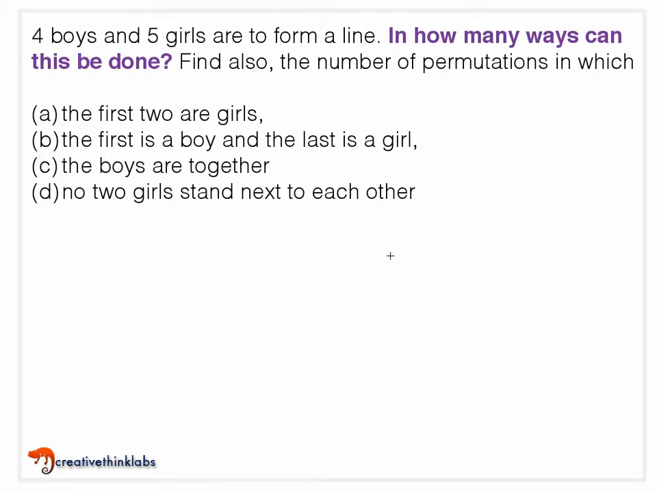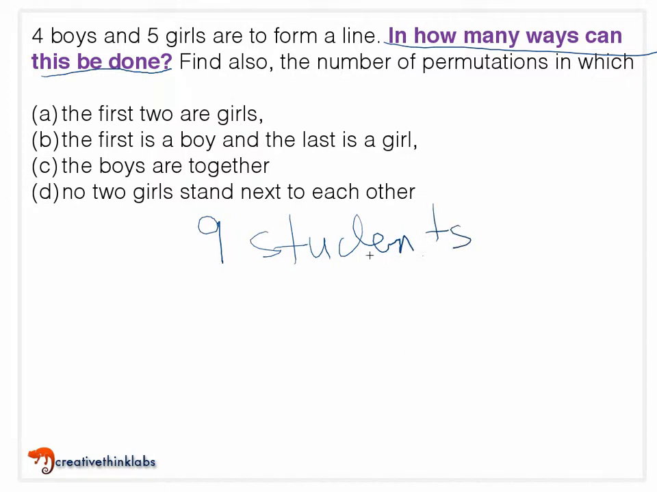4 boys and 5 girls are to form a line. In how many ways can this be done? Find also the number of permutations in which we will look at A to D in the next slides, but let's answer the first part here. In how many ways can this be done? This here referring to 4 boys and 5 girls. So this is 9 students in total. We have 9 students, and we want to permute these 9 students.